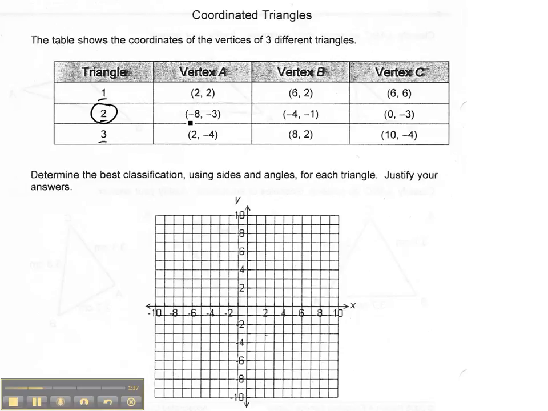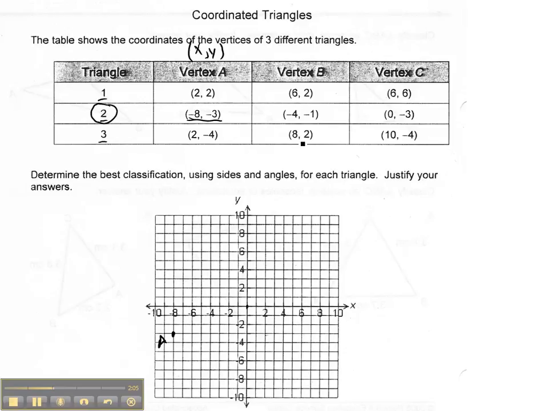First vertex, vertex A, is at (-8, -3). -8 is our x-coordinate. Remember, x always comes before y. It's x, comma, y. So x is -8, so I start at the origin, (0, 0), and I move 8 to the left. So -8 in x, and then y is -3, so we move 3 down, and our vertex would be right there, vertex A.